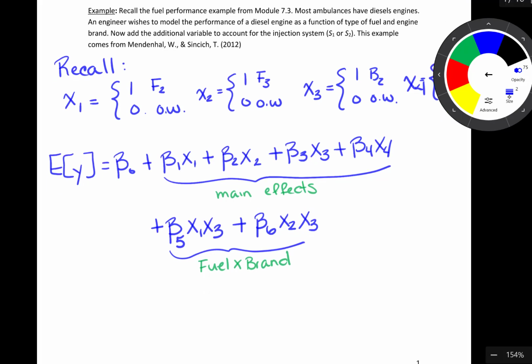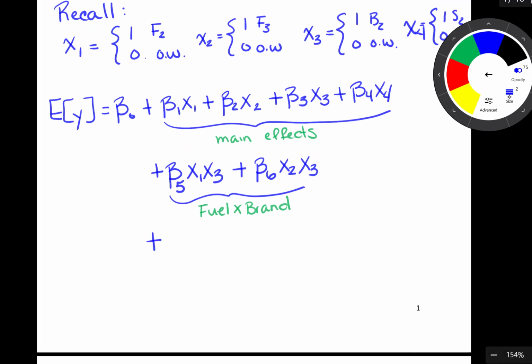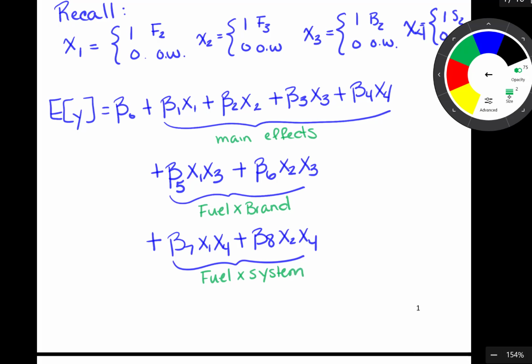Now I could also look at fuel and system interactions. So I'm going to do the same thing, but notice instead of interacting with the dummy variable for brand, I'm now going to interact with the dummy variable for system. So I'm going to have the following. And so again, these are going to give me my fuel by system interaction. And then the other two-way interaction that we could have would be the brand by system interaction. And so that would be the following.